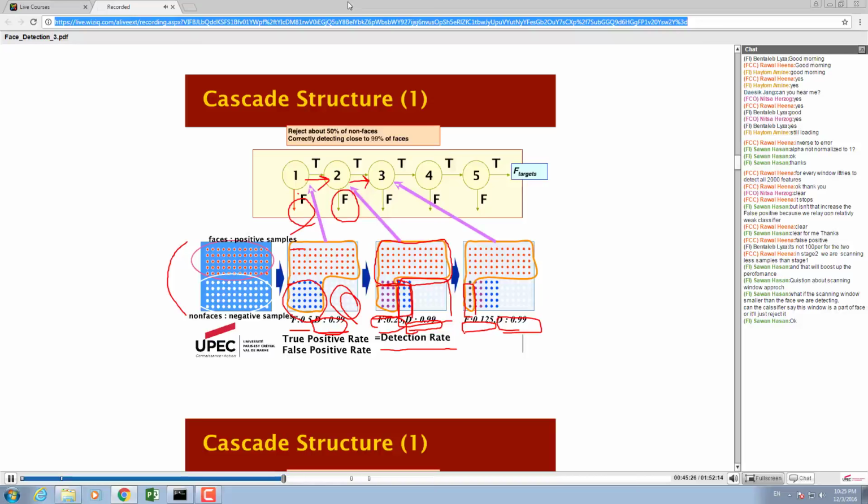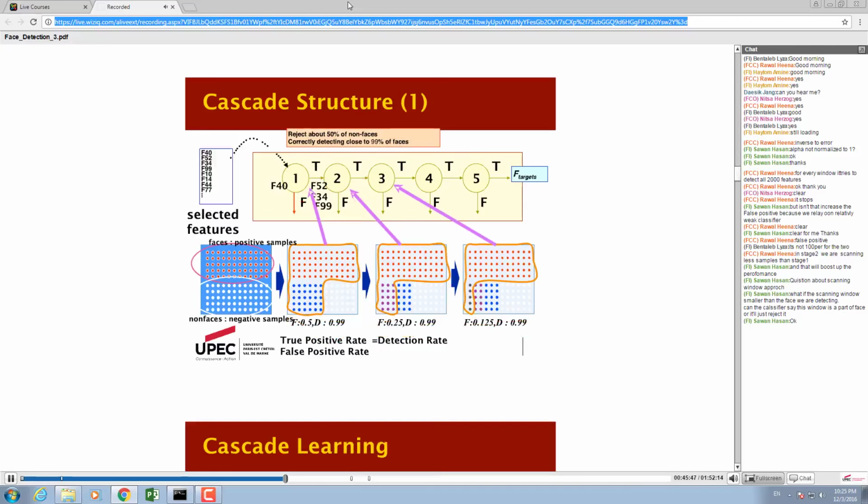Now we will study in more detail how we can design every stage. For example, stage 1 should have a 99% true positive rate, or this stage should have a 50% false positive rate. How can you make it work in this way? We'll study those steps from the next slide. So this is one example. Your question is about the selection of weak classifiers for each stage. Okay, so let's discuss from now.